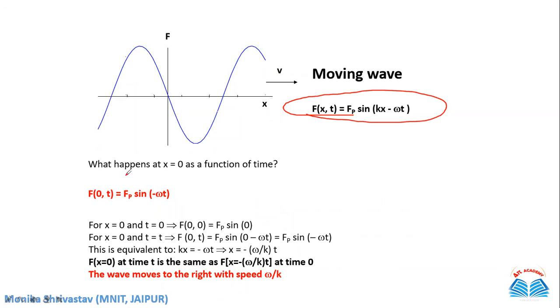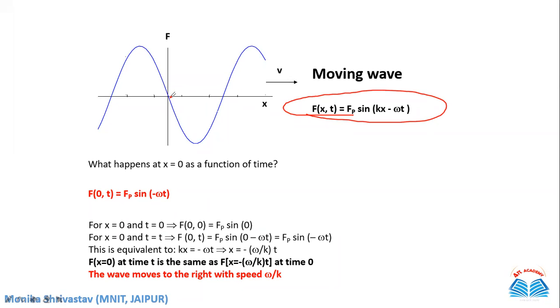So what happens at x equals to 0 as a function of time? x equals to 0 is at this point. Just put x equals to 0 in this equation. So what we are getting, f(0, t) equals to f_p sine(minus omega t). If x equals to 0 at initial time, meaning t equals to 0, you are putting t also 0, then you are getting f_p sine 0. What is sine 0? Sine 0 is 0. So it equals 0.